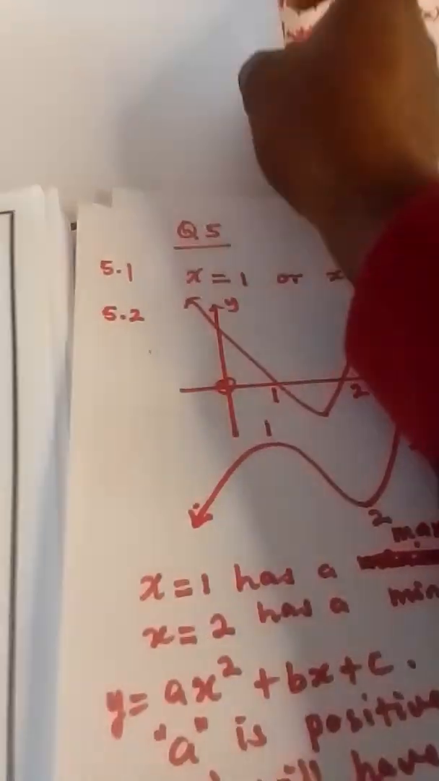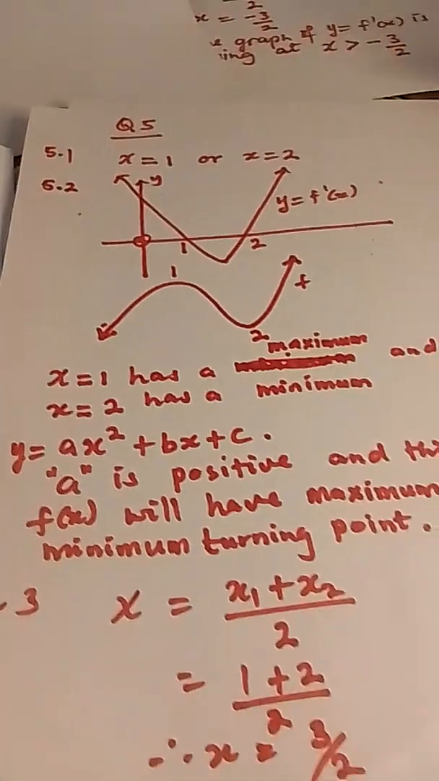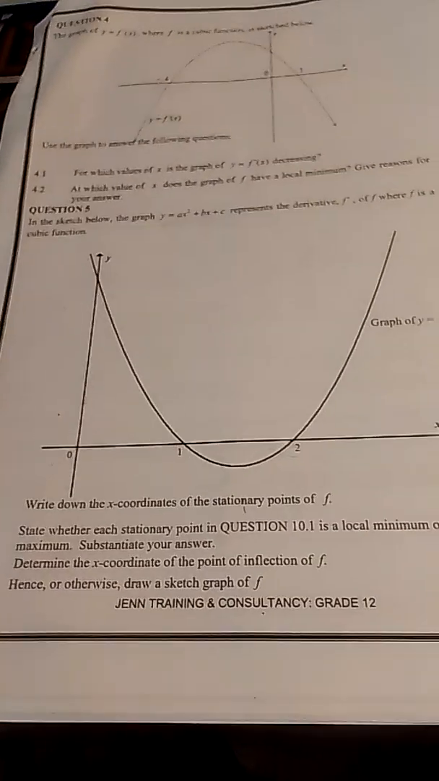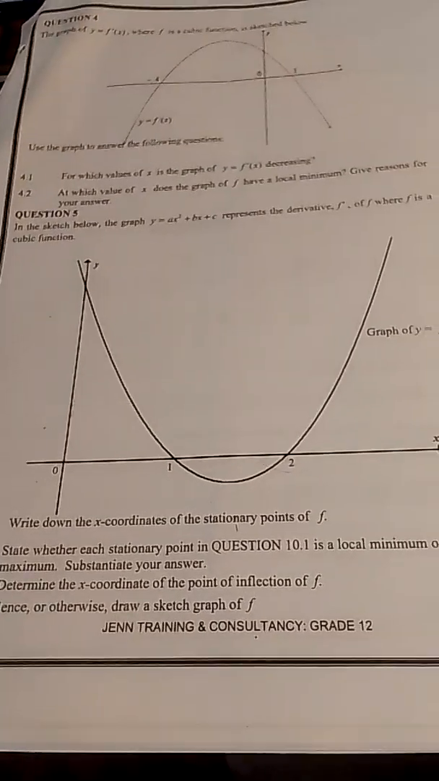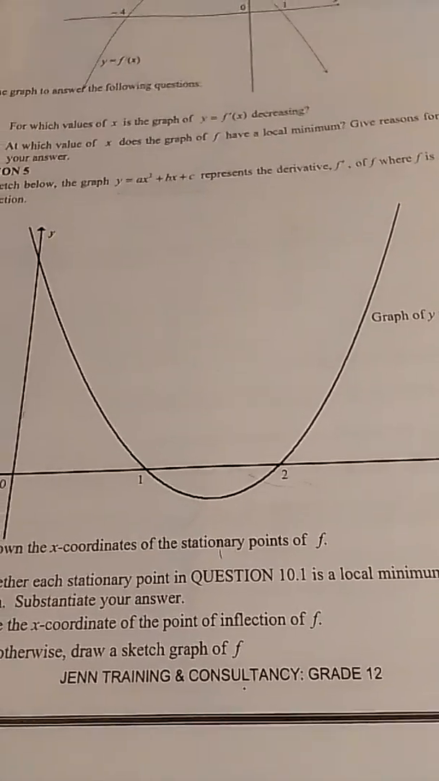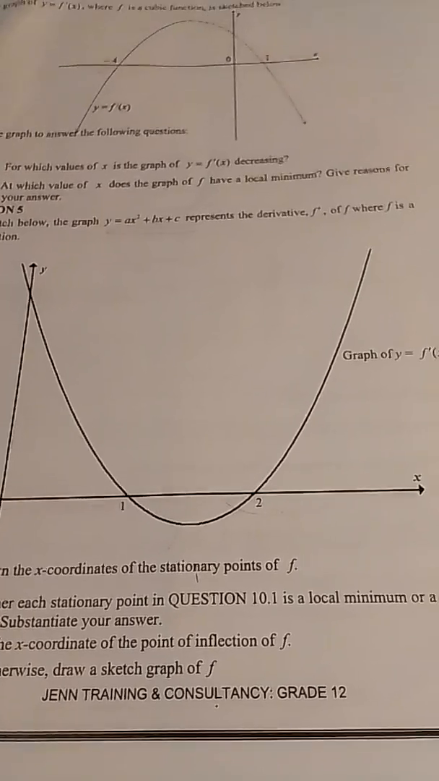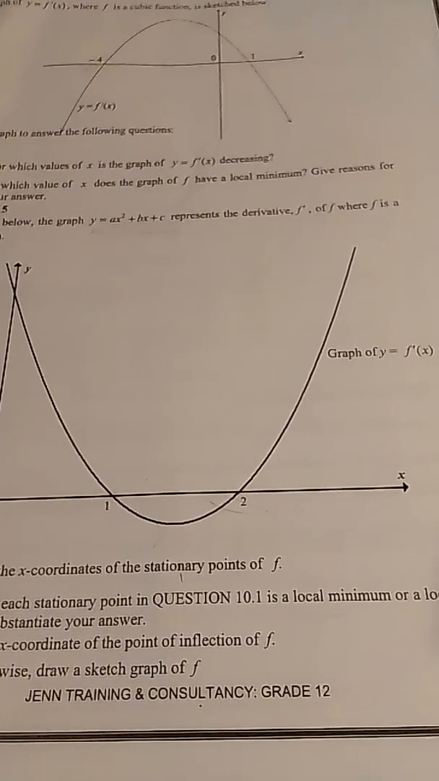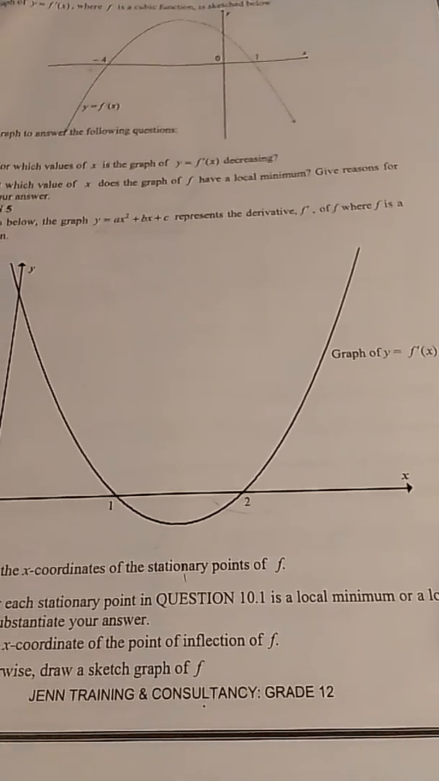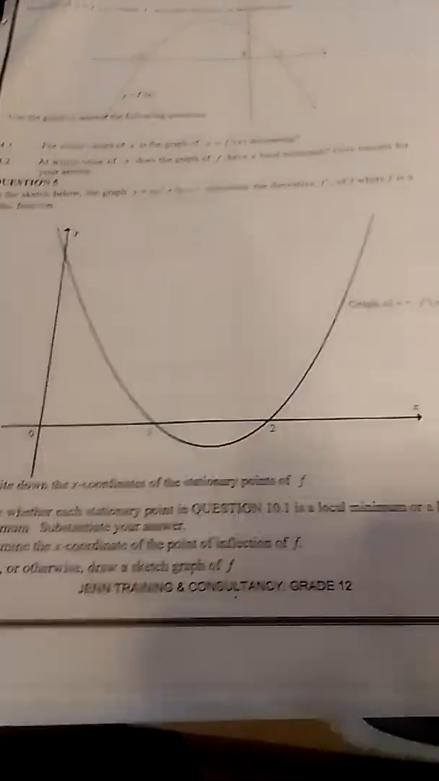So we're done with that. We can ask questions. If you don't understand, we will explain it to you again. Now let's look at the next question, which is question 5. In the sketch below, the graph of y = ax squared + bx + c represents the derivative f prime, of which f is a cubic function. So this is what they have given you.